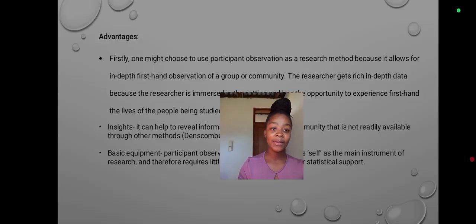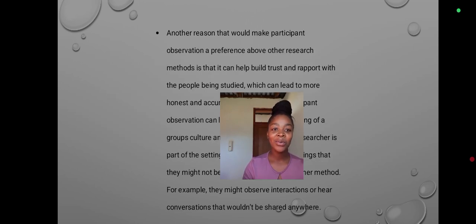Secondly, insights. It can help to reveal information about a group or community that is not readily available through other methods. Thirdly, basic equipment. Participant observation uses the researcher's self as the main instrument of research and therefore requires little by way of technical and statistical support. Another reason is that it can help build trust and rapport with the people being studied, which can lead to more honest and accurate data.